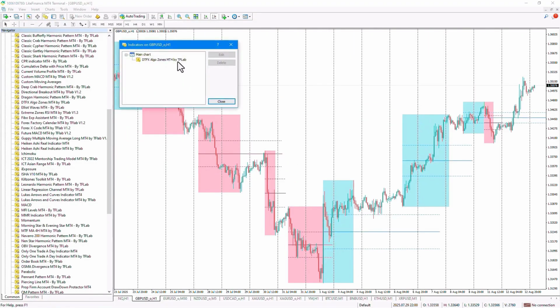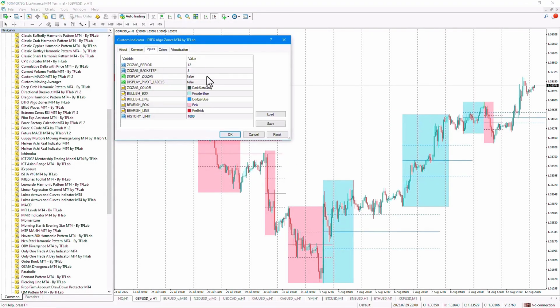In the settings section, under inputs, there are several options available for us. In the first input, we can specify the calculation period for the zigzag lines. The higher the value, the more long-term and significant pivots will be identified, and the lower the value, the more short-term and frequent pivots will be detected on the chart. In the second input, we can specify the minimum number of candles required to identify a significant price pivot, which by default is set to 8.